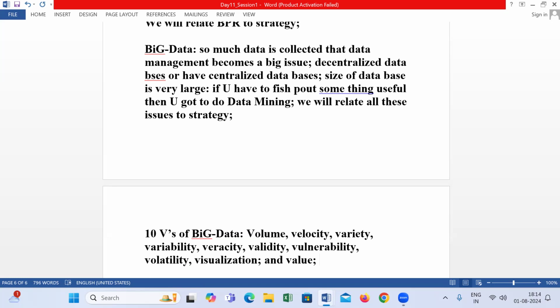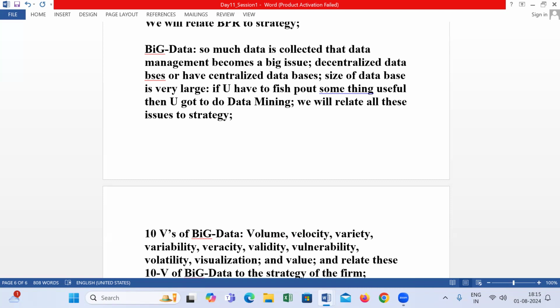So a lot of things can be said. All these things we will discuss in big details and relate these 10 V's of big data to the strategy of the firm, so that it has implications for you. If you are working in a cost leader, then you precisely know what is to be done. If you are working in a differentiator strategy, we know precisely what is to be done.